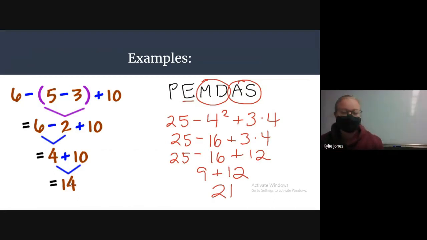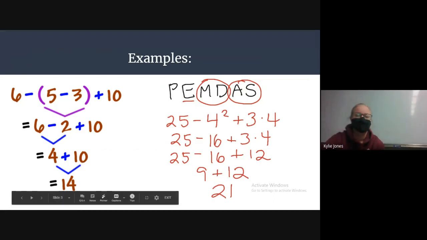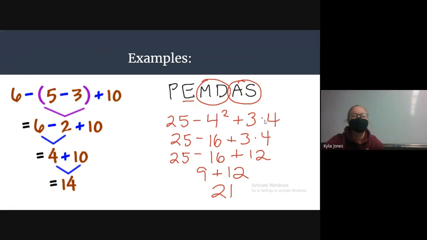So the next example over here on the right, we have 25 minus 4 to the second power, so an exponent, times 3, with a dot between. What does this dot mean? The dot means multiplication. If you ever see a dot in a problem, it means to multiply the numbers together. You are multiplying the 4.